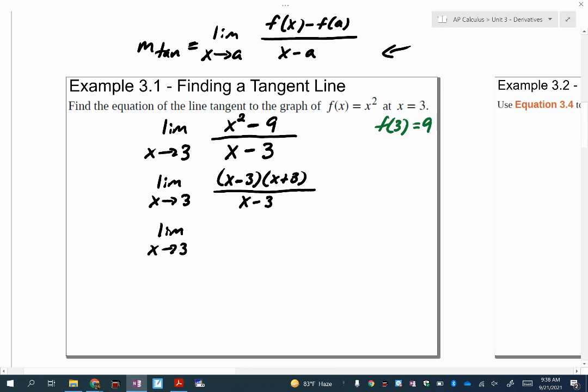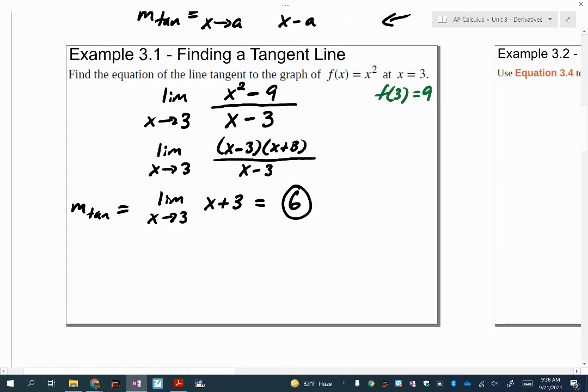All right, so that crosses out. And now we have the slope of our tangent line is equal to the limit as x approaches 3 of x plus 3, which we can plug in 3. 3 plus 3 is 6. So the slope of this line is 6. Now, we're not done, right? It doesn't say just find the slope. It says to find the equation of the line.